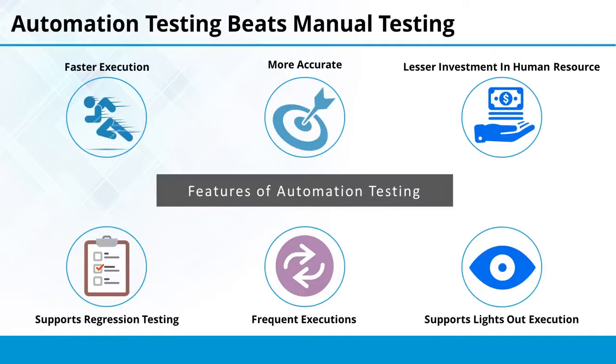Frequent execution. Again, these two points are interrelated. If I have to run a test suite which is going to take just a few seconds or maybe a few minutes to complete, obviously I can run this automation test suite virtually any number of times in a day, because it's going to take just a few seconds or maybe a few minutes. So, frequent execution of the automation test suite.